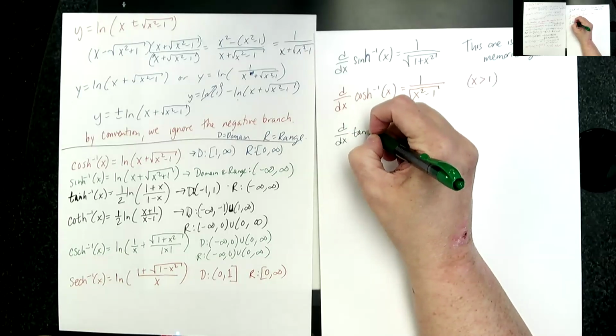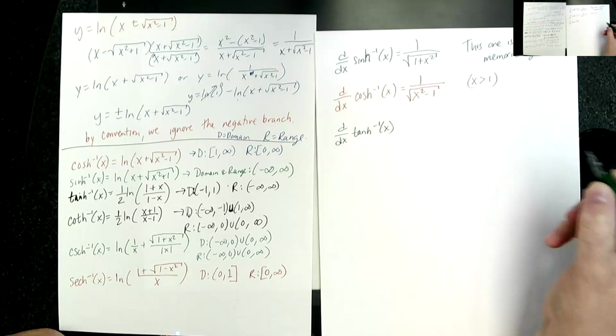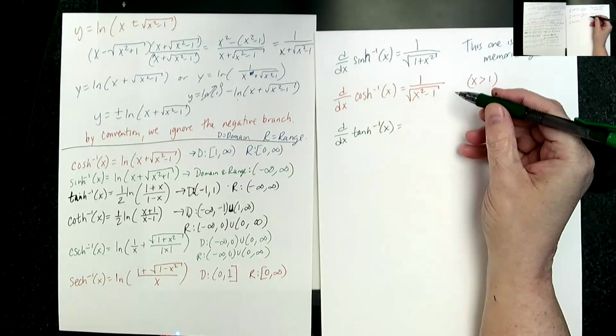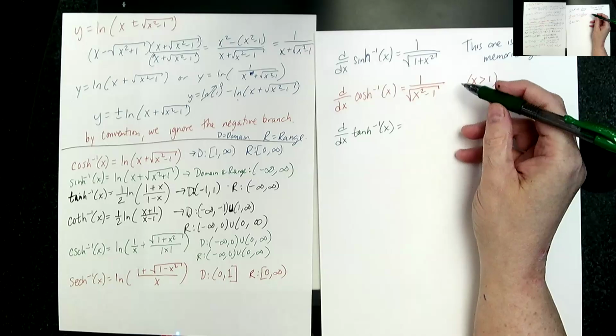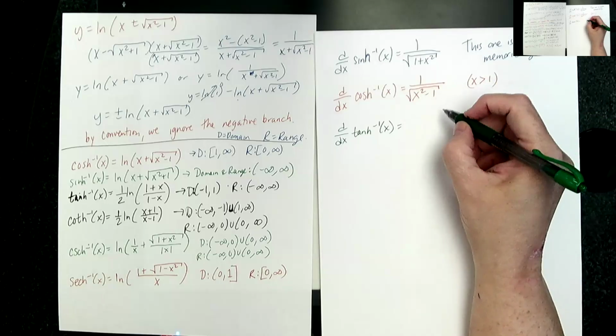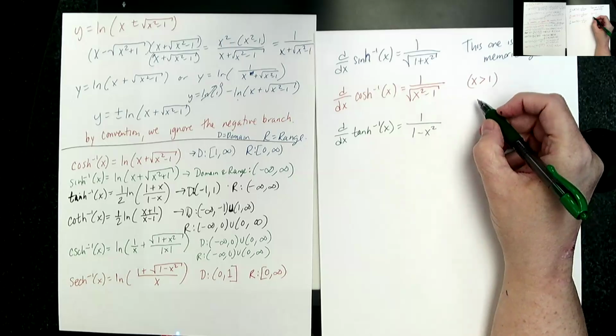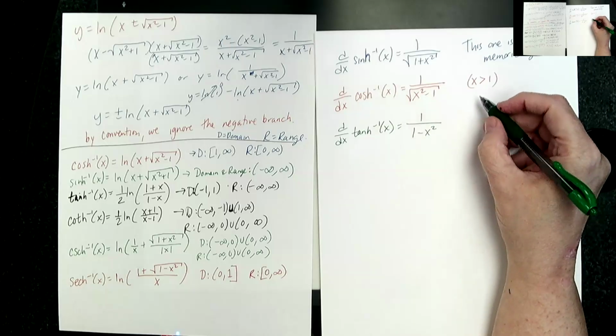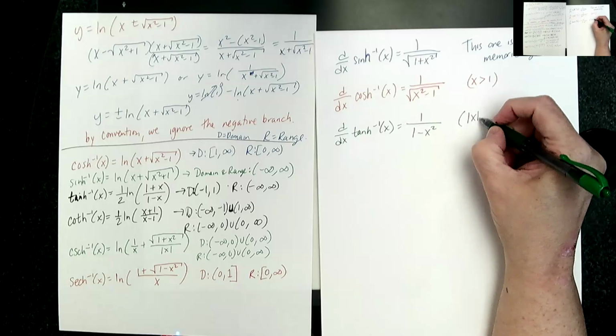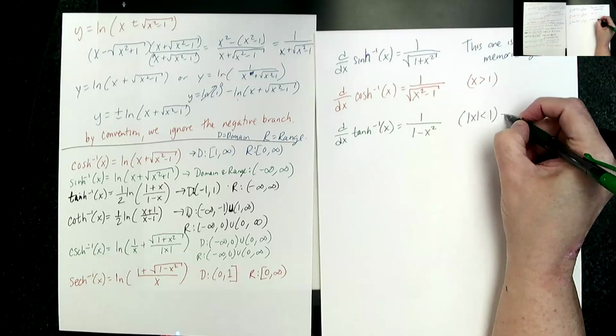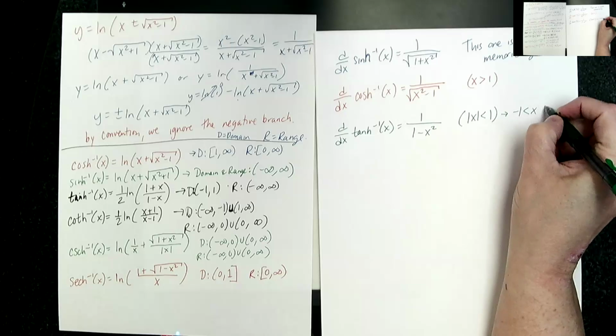And the derivative of hyperbolic tangent. I think it's 1 minus x squared on the bottom, I think. It is. How about that? This is a fun restriction: absolute value of x is less than 1. So this is only good from -1 to 1.